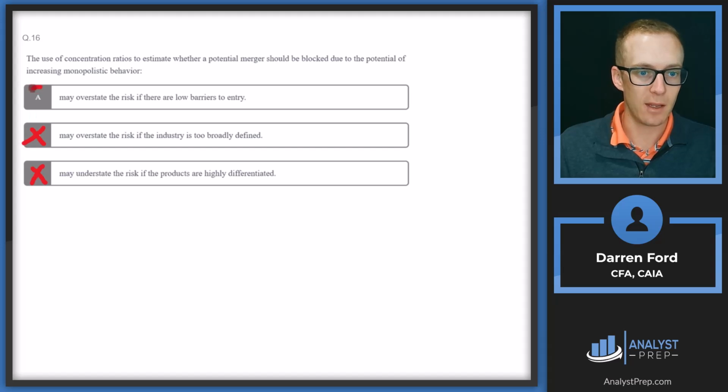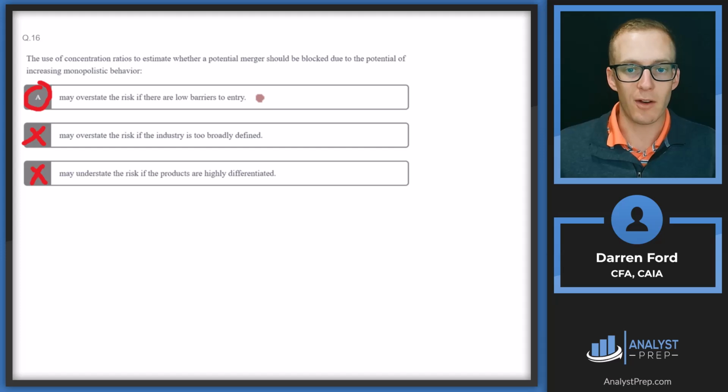So this one is going to be A, overstate the risk if there are low barriers to entry. Just because firms have a lot of market share now, that would lead to a high concentration ratio and potentially high risk.